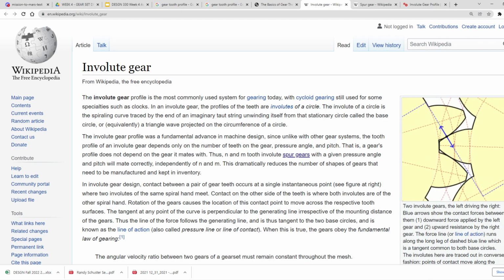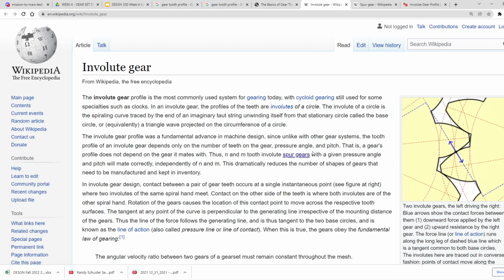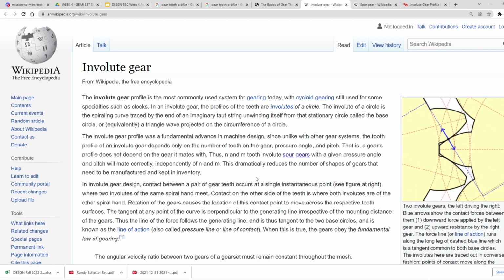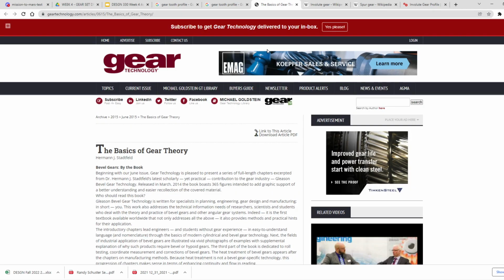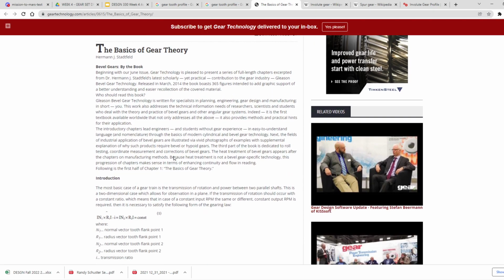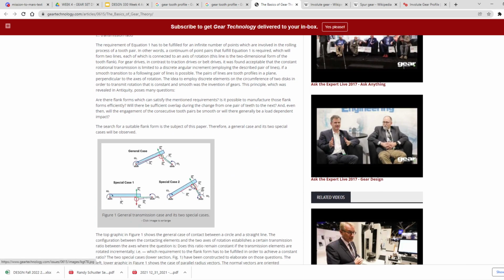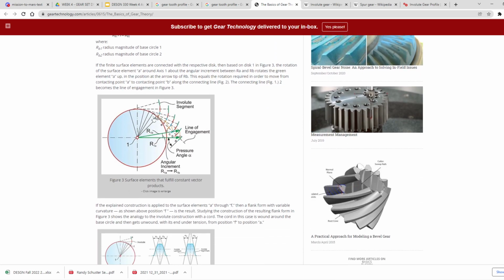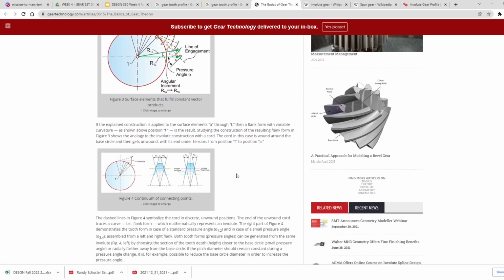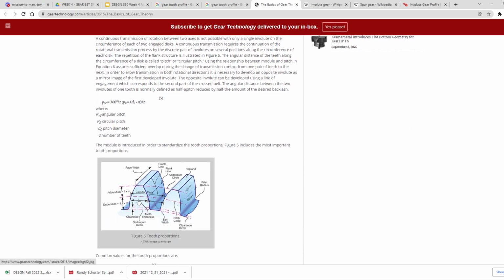Here's something about involute gears. Look at this, showing where the line of contact goes as they move past each other. That one's kind of cool. There's just some interesting stuff. Here's gear theory. Oh, here's about how they're used, things like that. Down here, there's involute again, line of engagement, connecting points. Oh, here's a picture that has a lot of stuff.